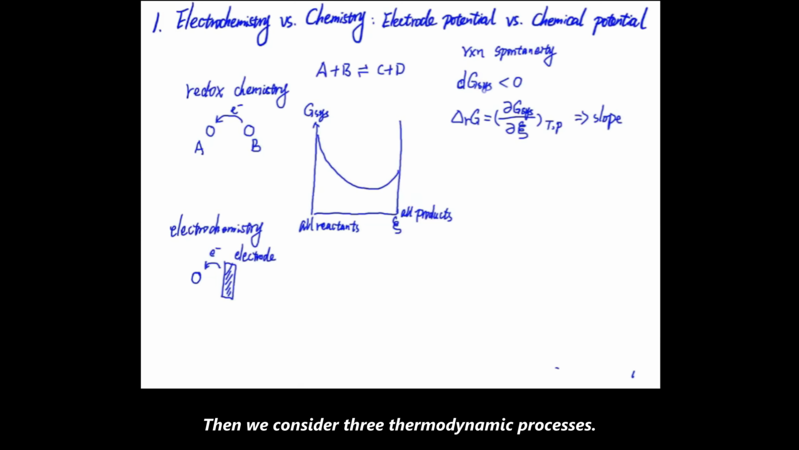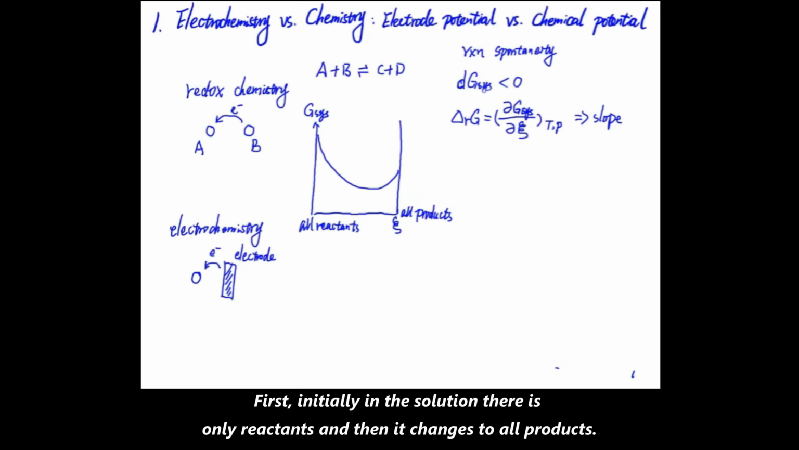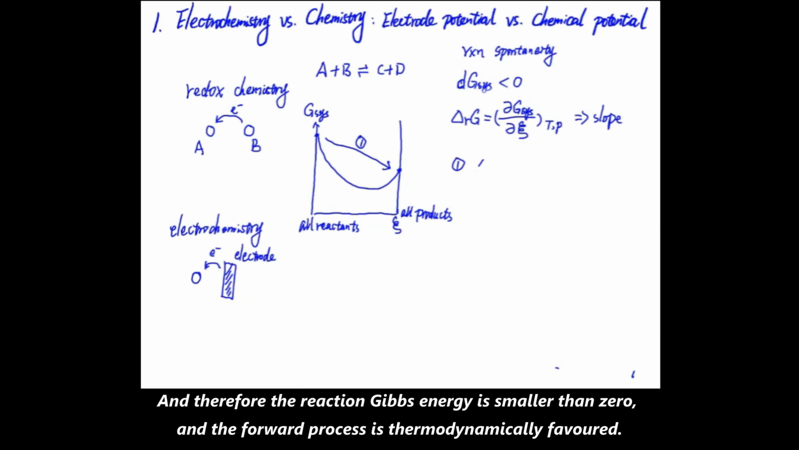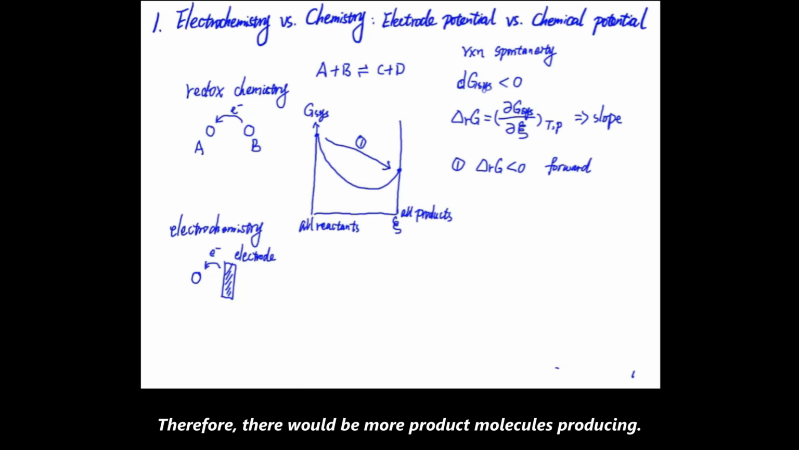Then we consider three thermodynamic processes. First, initially in this solution there's only reactants, and then it changes to all the products. And if we connect these two points, the slope is negative, and therefore the reaction Gibbs energy is smaller than 0, and the forward process is thermodynamically favored, therefore there will be more product molecules produced.